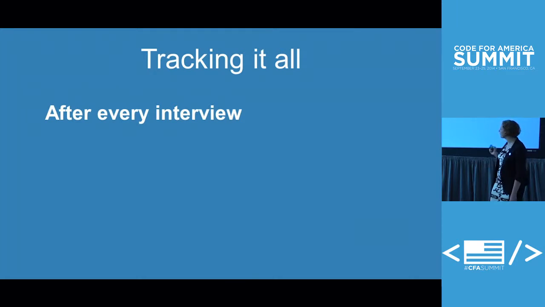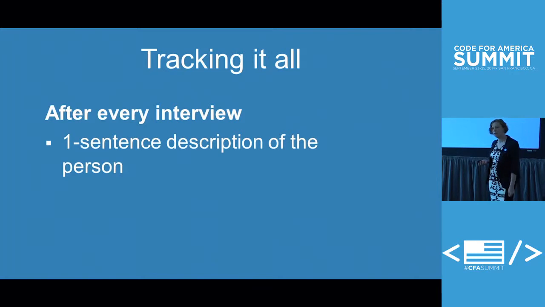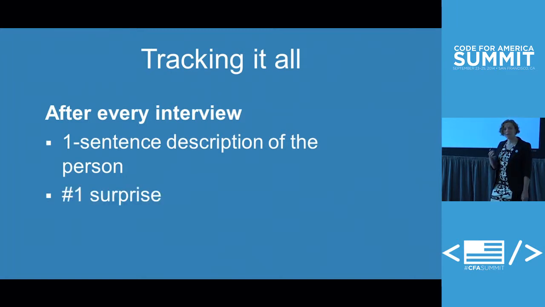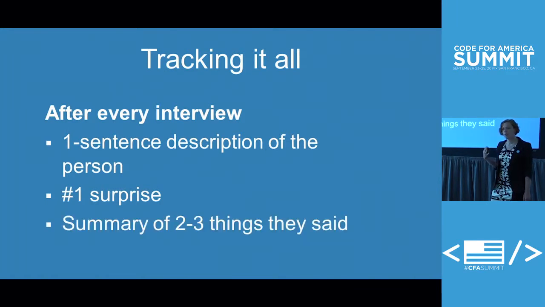A couple of tricks. After every interview, write down, just for yourself, a 1-sentence description of this person. This was the lady from West Oakland who had the interaction with parking where her car was booted. She was wearing a red shirt. Number one surprise, there's almost always some surprise, and that's an emotional connection for you. Write that down, that will help you remember the interview. And then just 2 or 3 things that they said. You can go back through your detailed notes later, but this will serve as your key to pull up what happened during that interview.